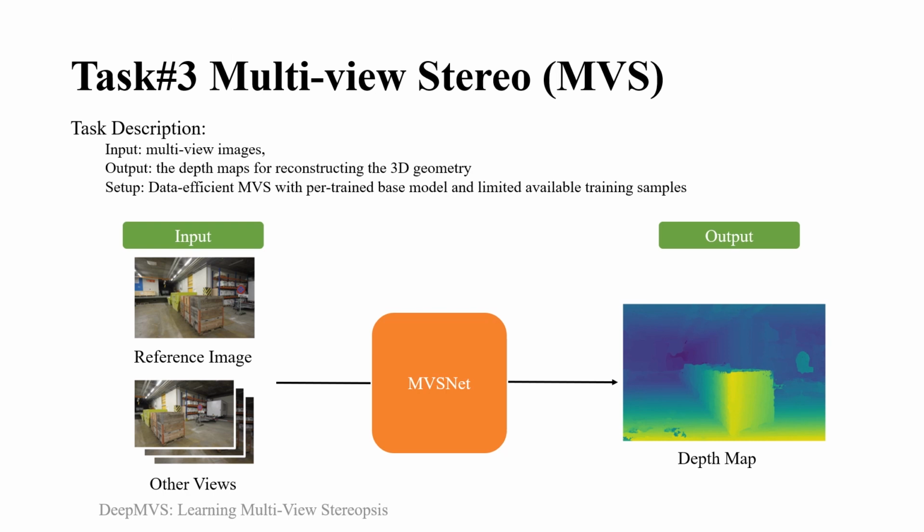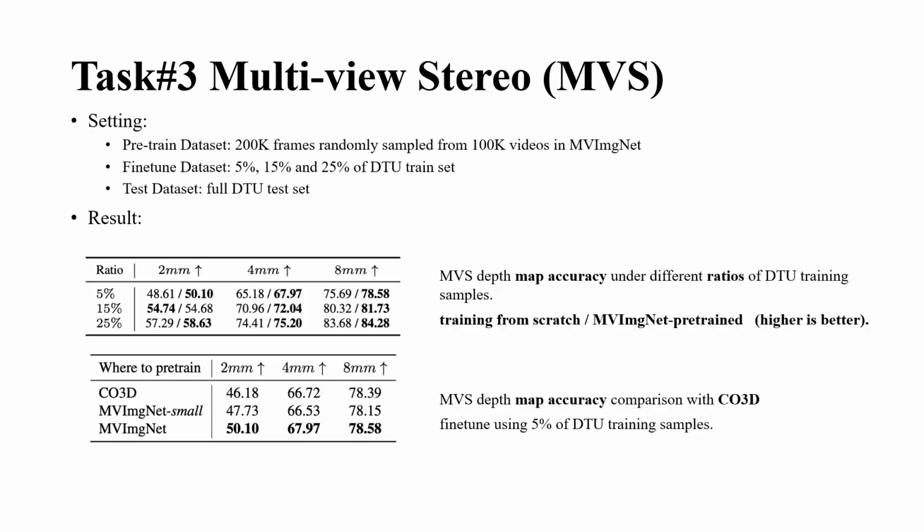The third representative task is multi-view stereo, which aims to reconstruct 3D geometry from multi-view images. Learning-based methods are introduced to encode the multi-view images and build a cost volume to predict the depth maps for 3D geometry reconstruction. However, these end-to-end methods require massive RGBD data for supervision, which is always difficult to acquire. We demonstrate that our MVImgNet is capable of benefiting the data-efficient MVS with limited training examples.